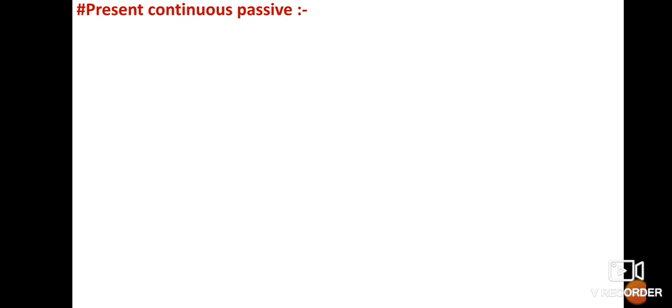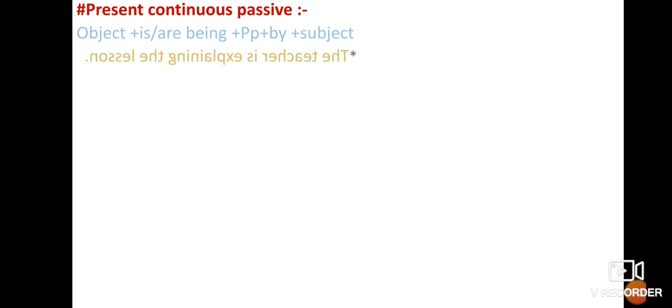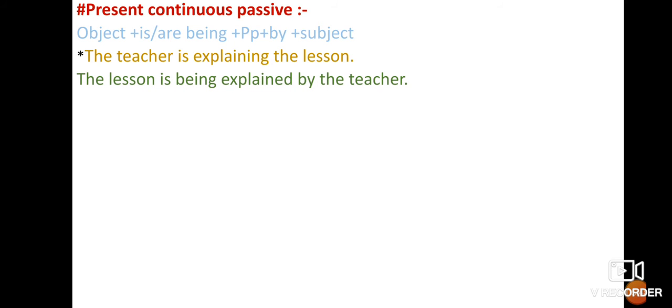The present continuous passive. The form: object, is or are, being, with the past participle, and by and the subject. The example: the teacher is explaining the lesson. This is the present continuous. The lesson is being explained by the teacher. This is the present continuous passive.